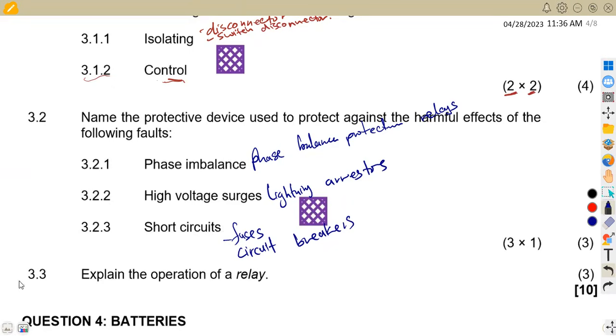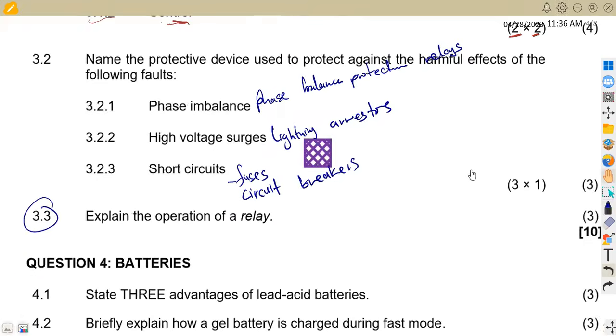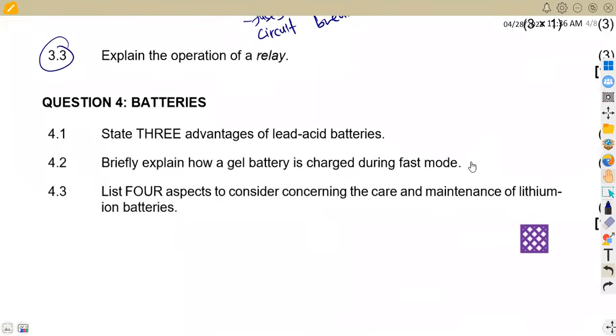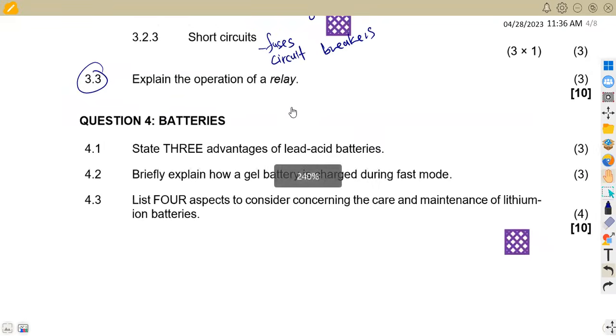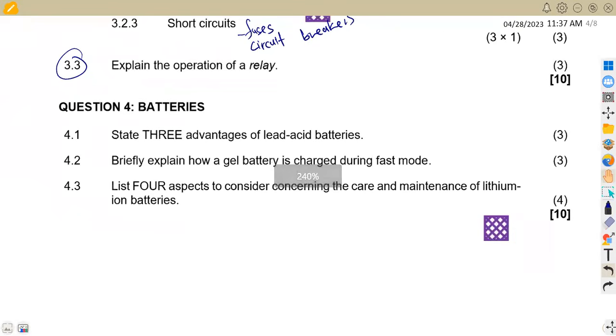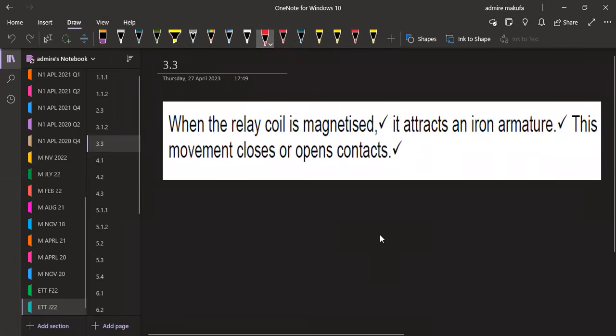3.3, explain the operation of a relay. That is 3 marks. In this case, we have the operation of a relay given as: when the relay coil is magnetized, it attracts an iron armature. This movement closes and opens the contact. So that movement alone can allow the closing and opening of the contact. That is how a relay operates.